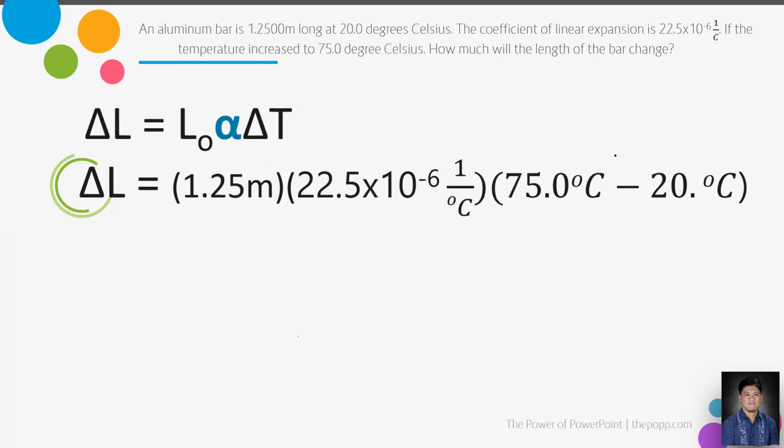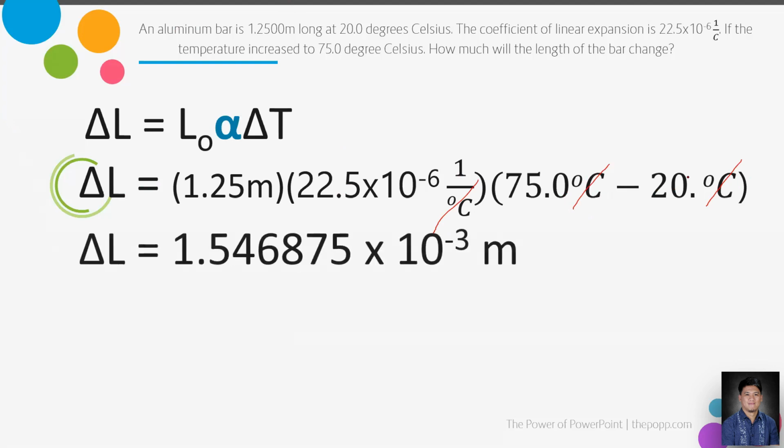Substitute natin ang ating temperature, 75 minus 20, that is 55. Then, multiplied by 1.25 times 22.5 times 10 to the power of negative 6. Cancel si Celsius. Ang maiwan na lang is si meter. If we simplify this, we can have a value of 1.546875 times 10 to the power of negative 3.